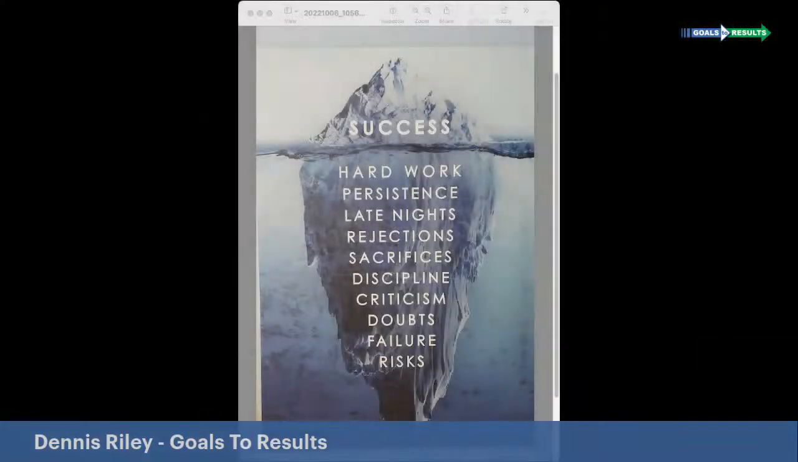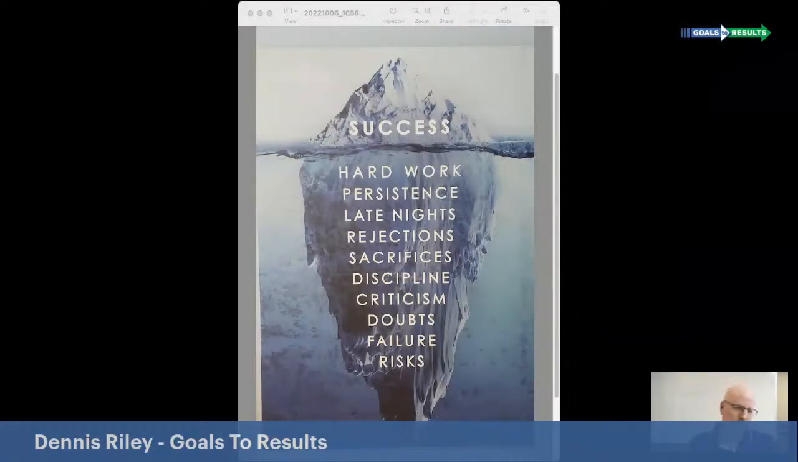I do want to show you one thing here. I love this poster. This poster is hanging on the wall in my office. It's a great poster because it shows success. Most people, above the water, see the success and think, oh wow, that was pretty easy for you. No one sees underneath: the hard work, the persistence, the late nights, the rejections, the sacrifices, discipline, criticism, doubts, failures, risk. No one sees all of that. What they only see is the success.